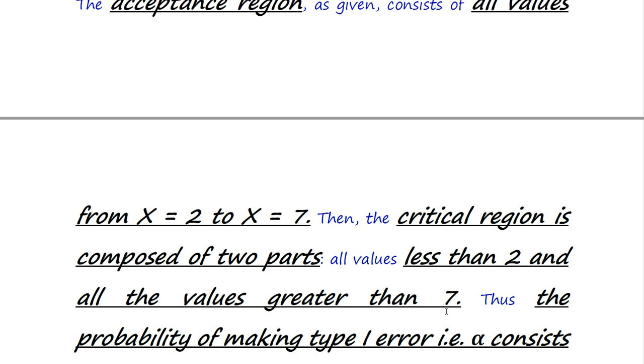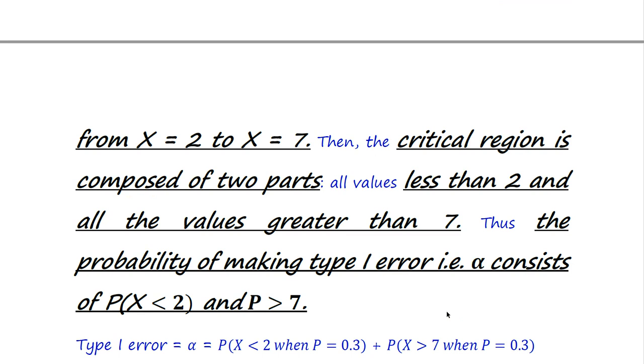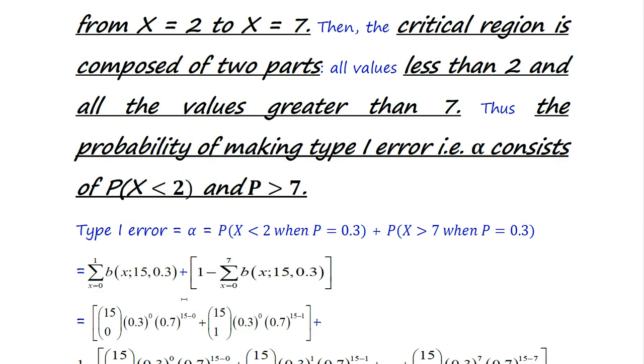Thus the probability of making type first error, that is alpha, consists of the probability of x less than 2 and the probability of x greater than 7. Type first error, which is represented by alpha, is equal to the probability of x less than 2 when the null hypothesis is P is equal to 0.3, plus the probability of x greater than 7 when our null hypothesis is P is equal to 0.3.